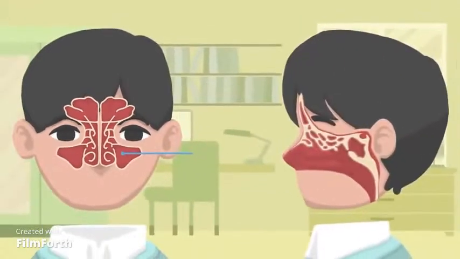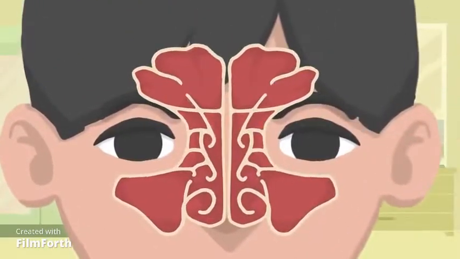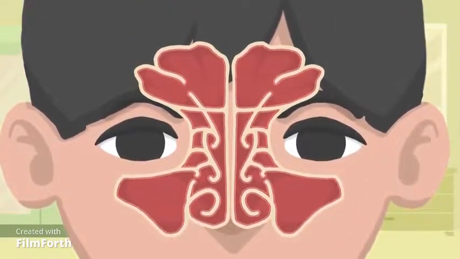Your cheekbones hold your maxillary sinuses, the largest. The low center of your forehead is where your frontal sinuses are located. Between your eyes are your ethmoid sinuses. In bones behind your nose are your sphenoid sinuses. They're lined with soft pink tissue called mucosa.